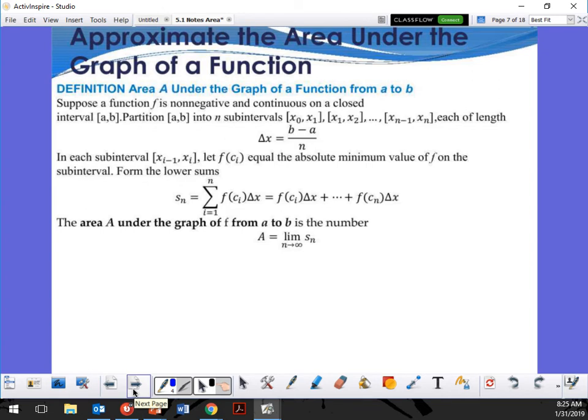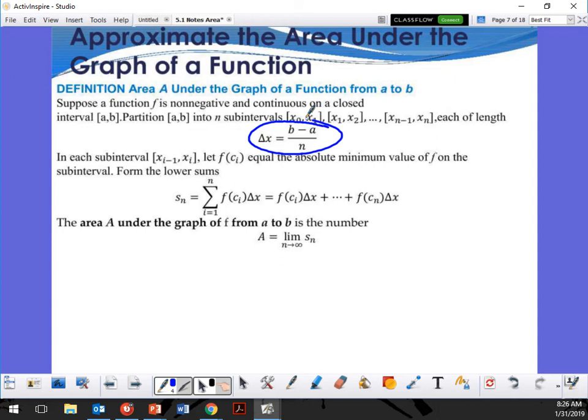So, definition: area under the graph of a function, non-negative, enclosed. We get my delta x, which is what I had right there. That's my delta x, the width of each of those rectangles. Say yes. Okay, good.